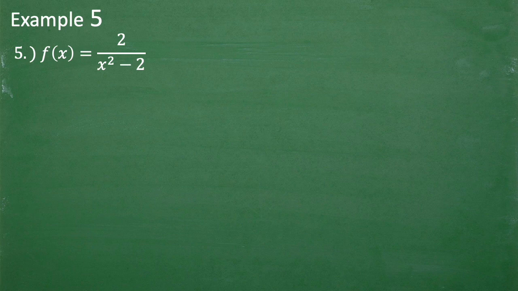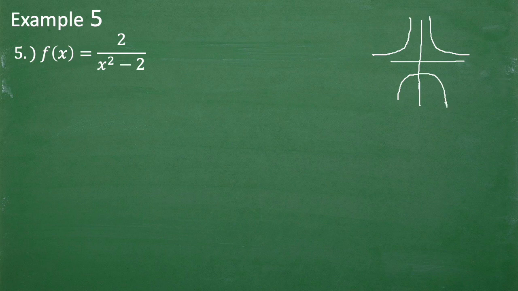Okay, so for our example number 5, we have f of x equals 2 over x squared minus 2. You may pause the video and check the graph of the function. So similarly, it will look like this one. Although this is just a rough sketch, if you compare it using the graph that you use, we will have a similar graph like this one.